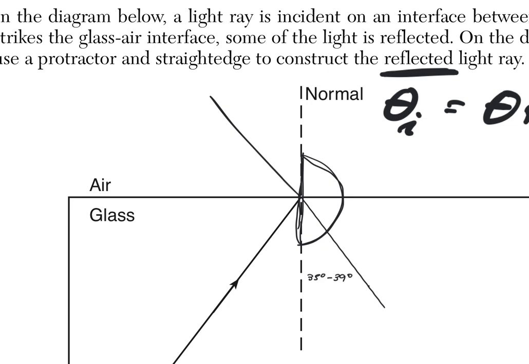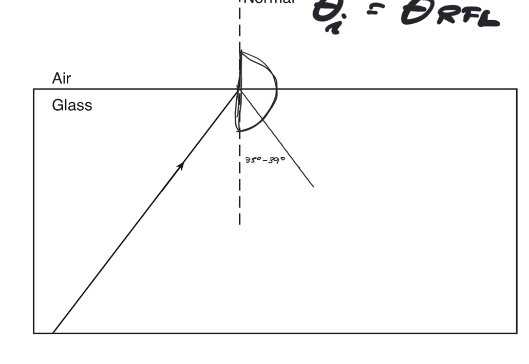Erase that. I need to make this eraser larger. There. So that's my reflected ray right there.